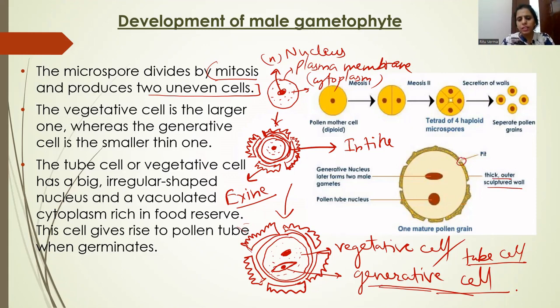This gap which is present between the exine layer is known as the germ pore. This is important because when the pollen tube is produced by the vegetative cell, the pollen tube comes out of the pollen grain through this germ pore. Now, why is it important? What is the importance of the germ pore? Why can the pollen tube not come out through the exine?